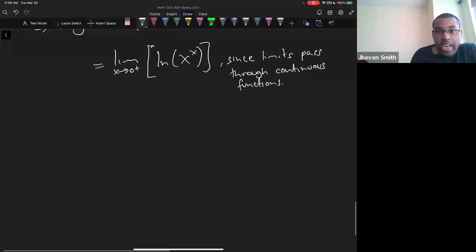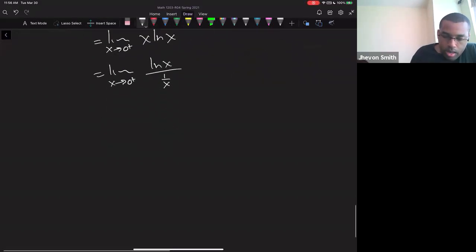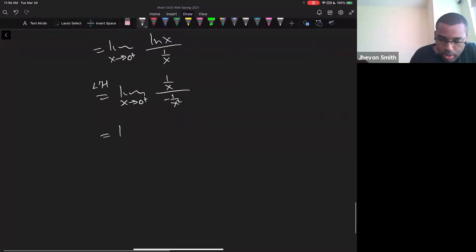And so now I actually have exactly the limit that was in the previous example. I would move that down to be x ln x. I would rewrite it as ln x over, say, 1 over x. I would then apply L'Hopital's rule to get 1 over x divided by minus 1 over x squared. I would then rewrite that.